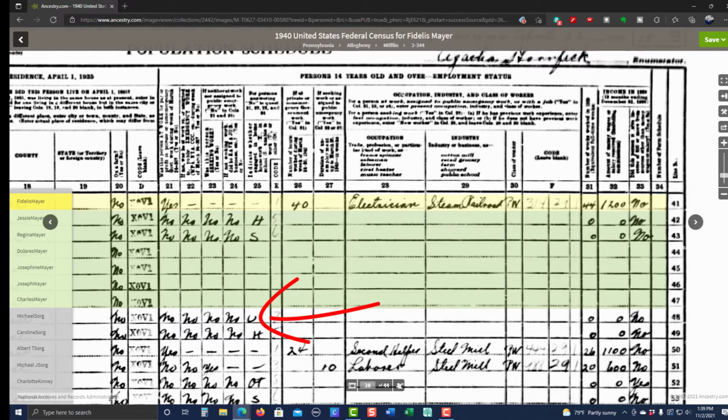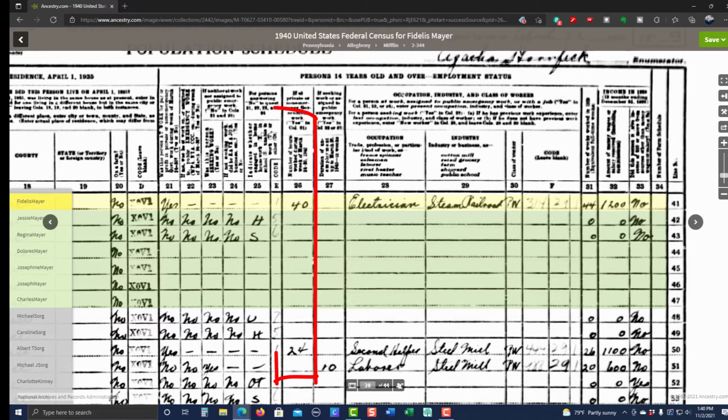And old Michael Sorg, he's having a tough time. There's a U for him. He is considered unable to work. His wife is doing housework. Fortunately, they have two sons who are working in a steel mill. So I assume they're helping out with keeping the household going, since their father has no job and is unable to work for whatever reason.